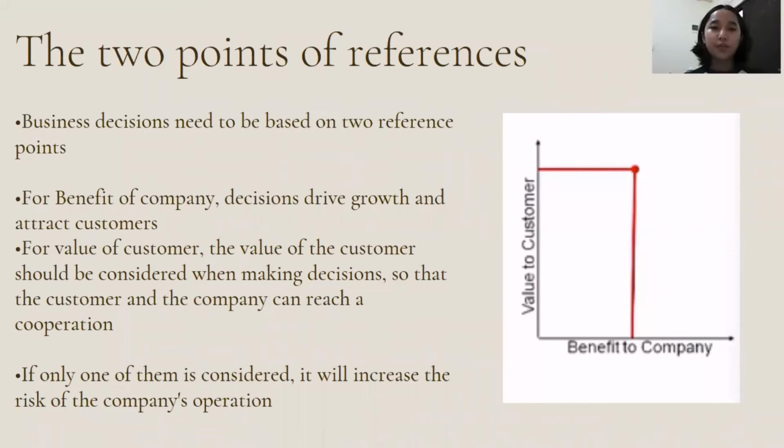Okay, the fourth part is by Letian. Letian, time is yours. Thank you. We know making business decisions requires design thinking. Therefore, we can benefit by using two reference points, value of customer and benefit of company, as shown in the figure. When making business decisions, we must start with these two reference points, which are interrelated. From the company's point of view, the formulation of business decisions meets the needs of the company's development, which will make the company develop faster and attract more customers.